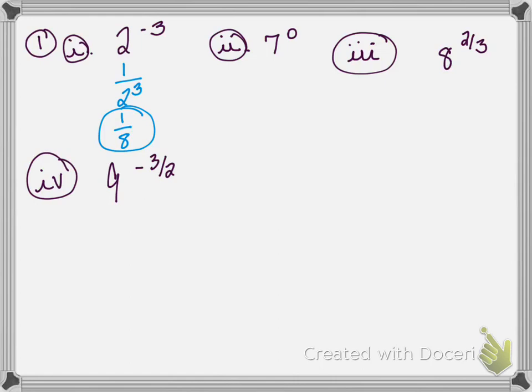Okay, now for the second one, we have 7 raised to the 0 power. And as you remember, anything raised to the 0 power is 1. So 7 to the 0 power is 1.